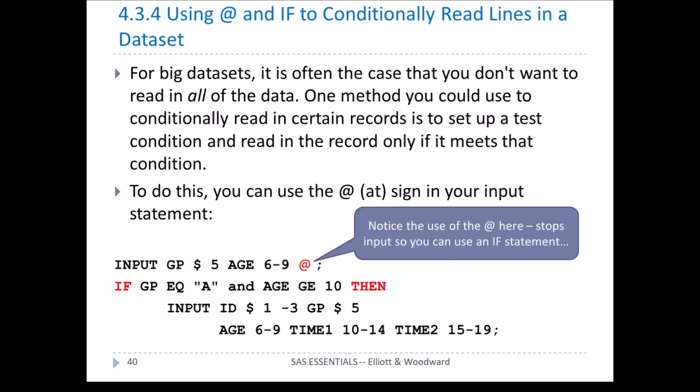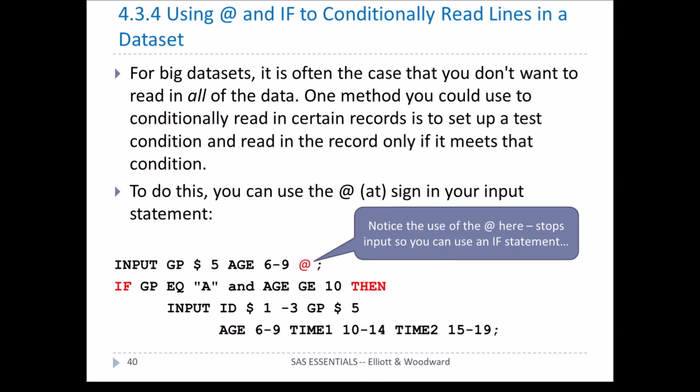So let's look at how this statement works. It says input group in character 5, then input age in columns 6 through 9, and then at. Well, what does that at do? Remember we had the at which said continue on. No, an at means stop. So what it does is it stops, and then it looks at the next statement.